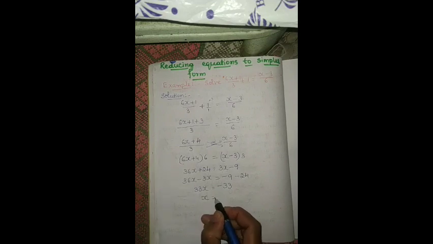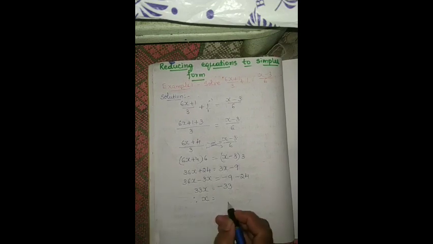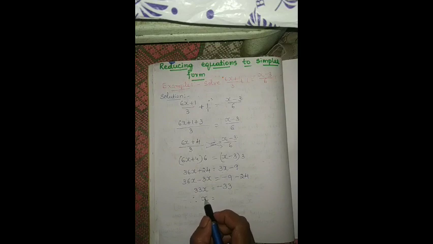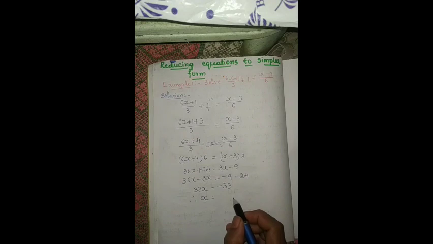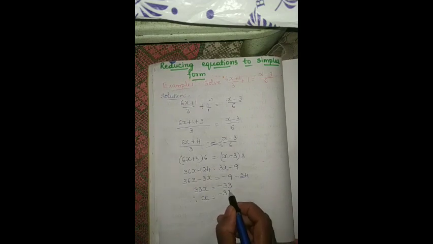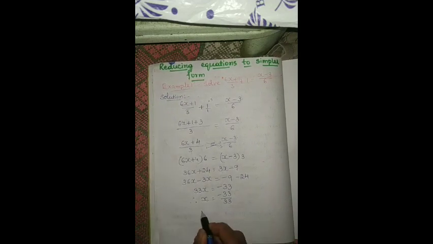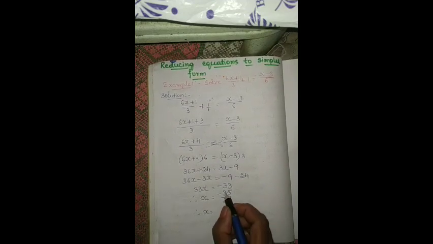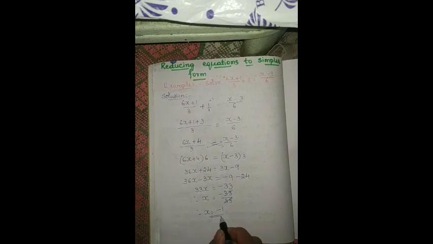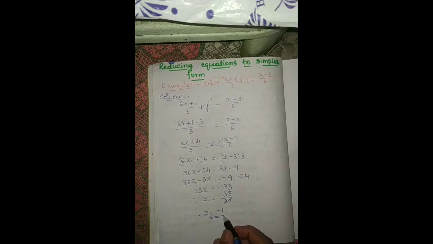We need the value of x, isn't it? We need the value of x. So with x there is 33, it is multiplied. It should be brought to the right hand side. While bringing, it becomes divided by 33. So minus 33 divided by 33. Therefore x is equal to, 33 cancelled here, so it remains x is equal to minus 1, children. x is equal to minus 1. So in this way we can find it out.